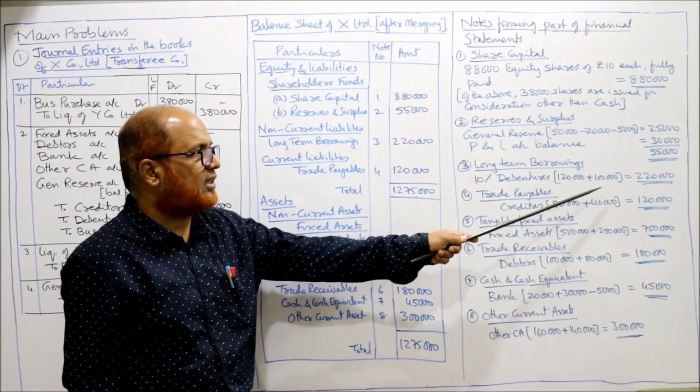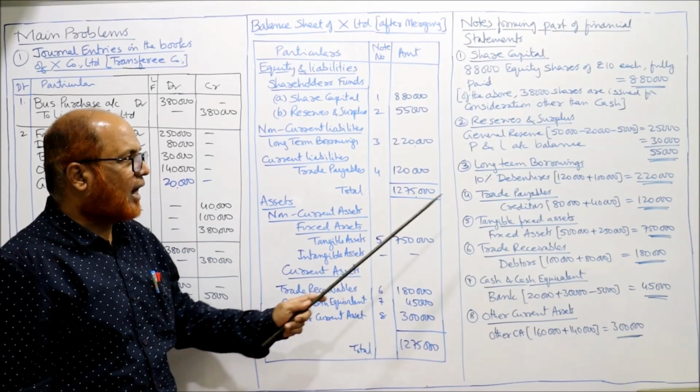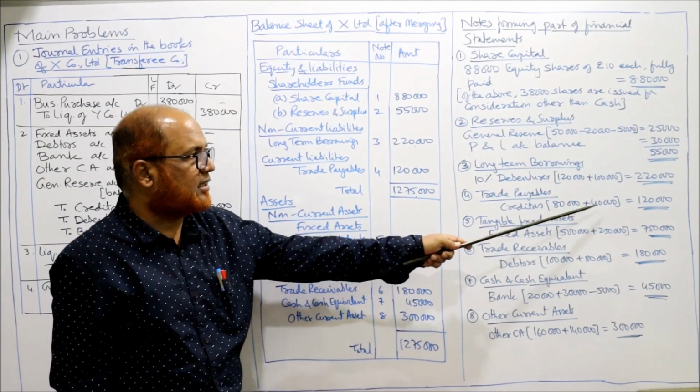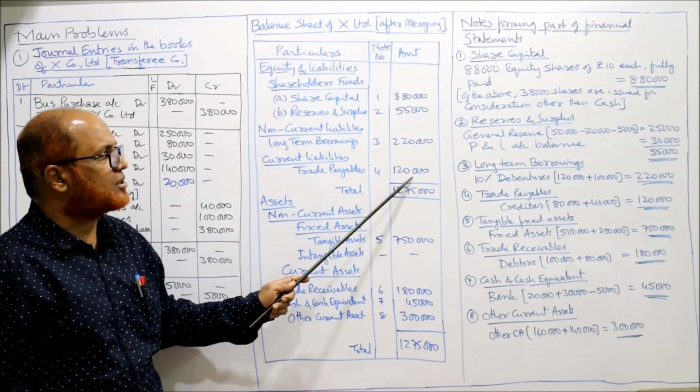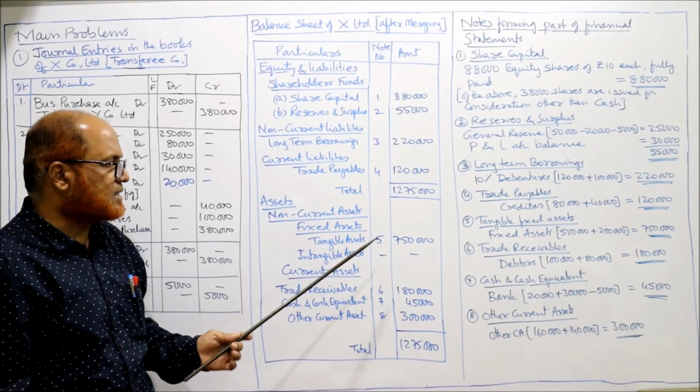एक्स कंपनी 1,20,000, वाई कंपनी 1 लाख, टोटल 2,20,000. ट्रेड पेएबल, अंडर ट्रेड पेएबल विल टेक क्रेडिटर्स. द क्रेडिटर एक्स कंपनी 80,000, वाई कंपनी 40,000, 1,20,000. We have taken all the items on liability side, 12,75,000. Now come to asset side.